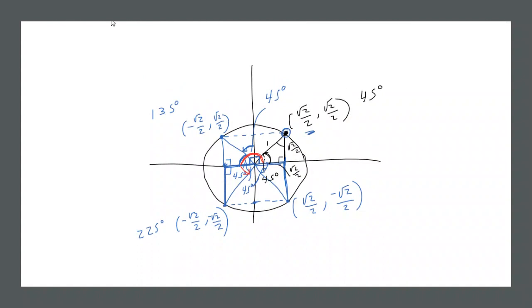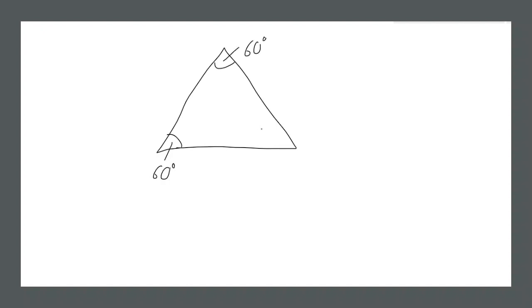There's one more. The other special triangle comes from this. Consider a triangle which is equilateral. All angles are 60 degrees. Equilateral, all the angles are the same, and all the sides are the same. Side length 1, right? Now, what if we cut that triangle in half?